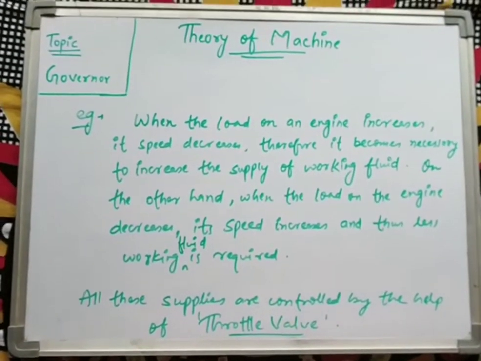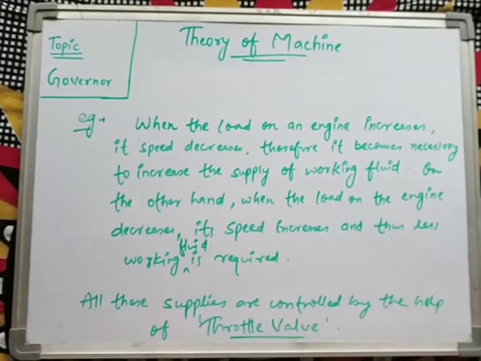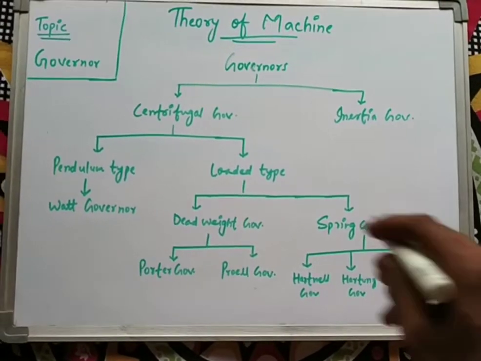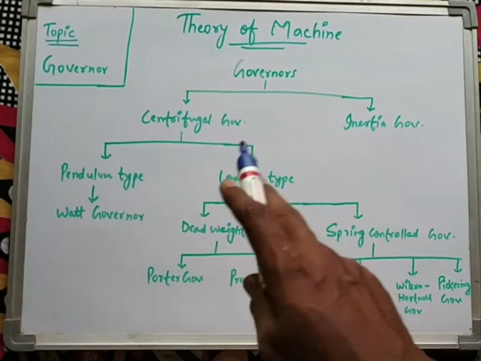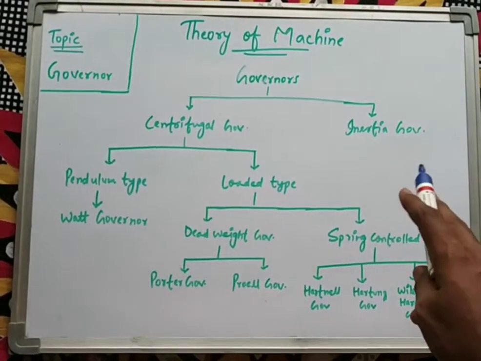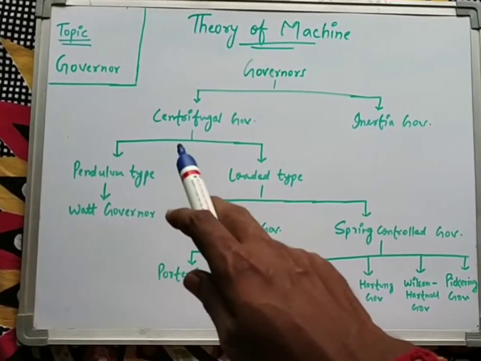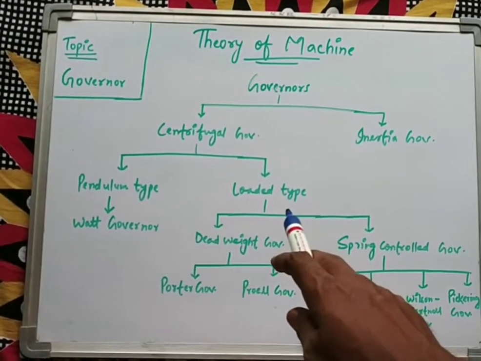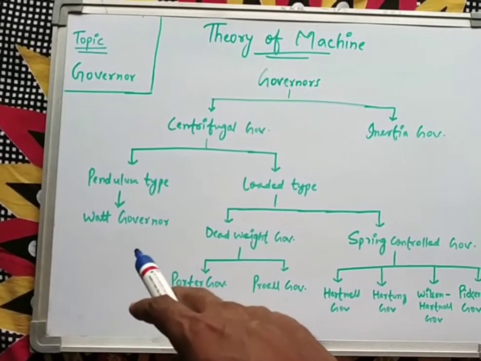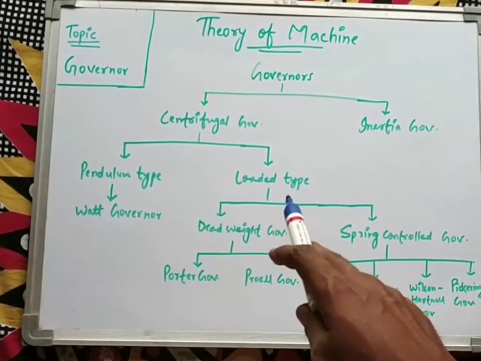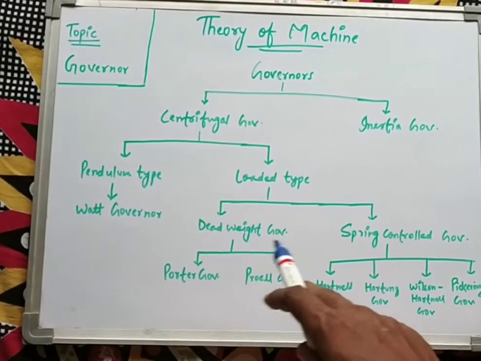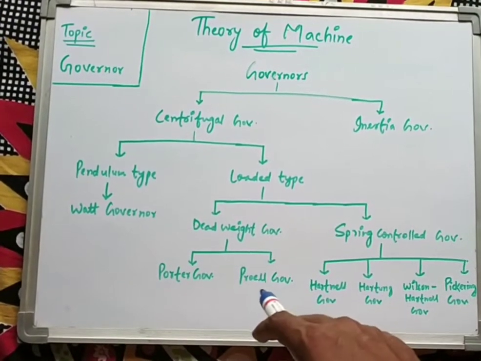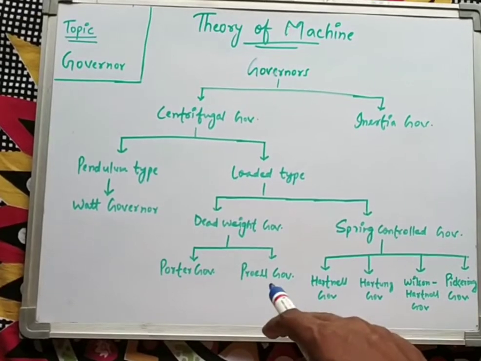Now coming back to the types of governor, how the governor is classified. The governor is mainly classified into two types: the first is the centrifugal governor and the second is the inertia governor. The centrifugal governor is again classified into two types: the first is the pendulum type and the second is the loaded type. The pendulum type has one type, the Watt governor, and the loaded type is classified into two types: the dead weight governor and the spring controlled governor. The dead weight governor is again classified into two types: one is the Porter governor, and the other is the Proell governor.